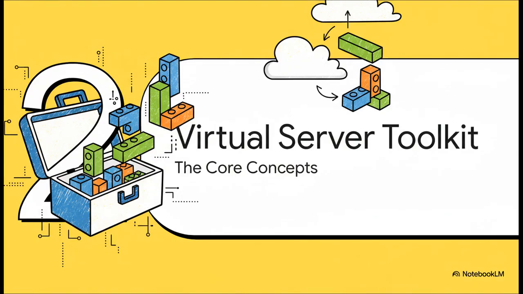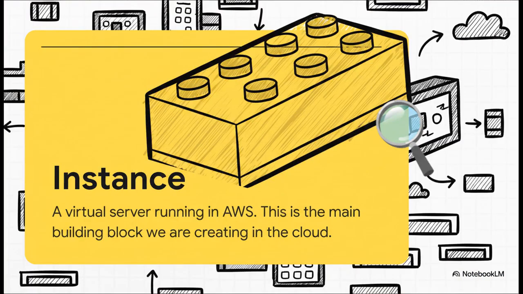So, to build our server, we're going to need a toolkit. And I want you to think of it like a set of digital Legos. Let's go through the essential pieces we're about to snap together. Okay, the main Lego block, the absolute core of this whole project, is called an instance. So when you hear a tech person say they spun up an EC2 instance, all they're really saying is that they launched a virtual server.